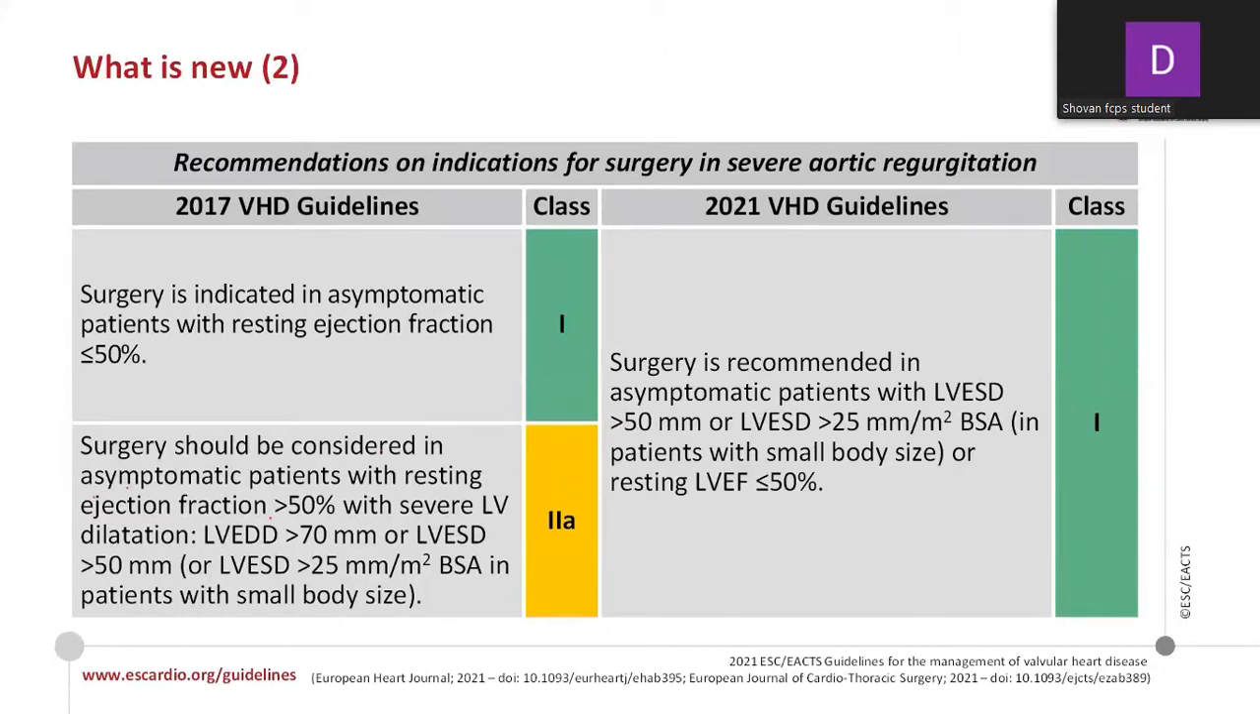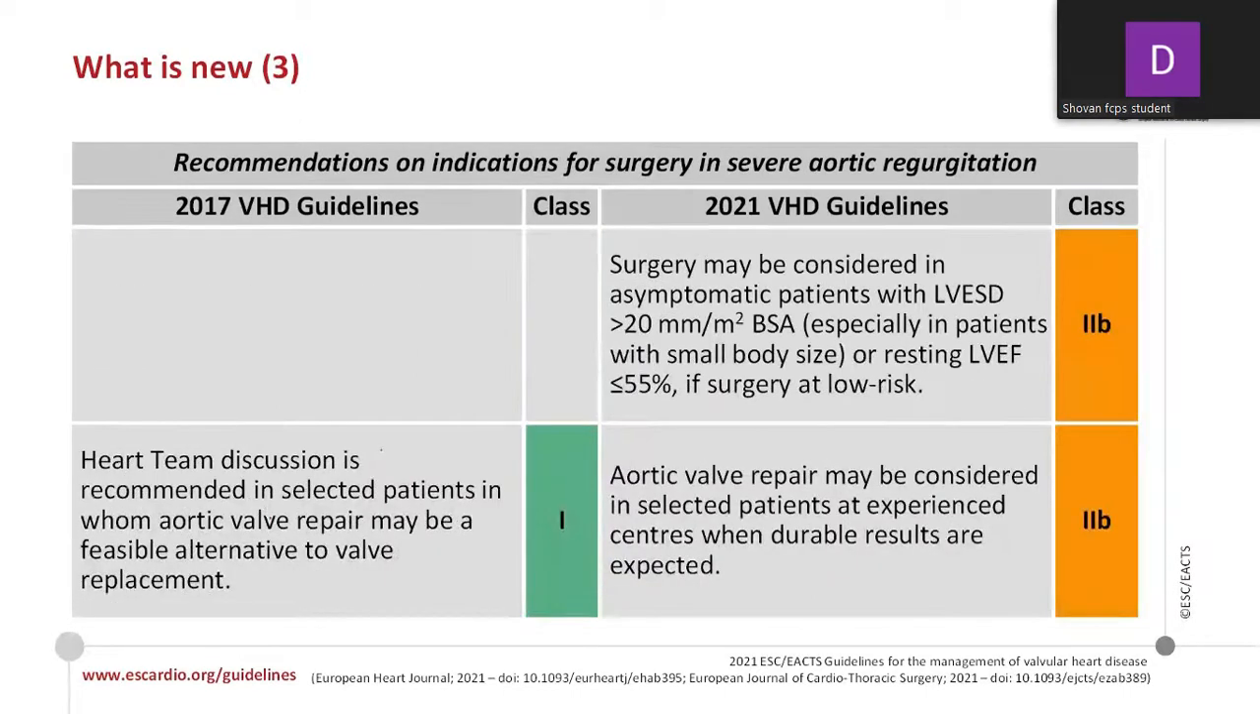But in this new guideline, surgery is recommended in asymptomatic patients with left ventricular end systolic diameter greater than 50 or left ventricular end systolic diameter greater than 25 mm per meter square body surface area, or resting left ventricular ejection fraction of 50%. So they omit the left ventricular end diastolic diameter here. As well, previously that was a class 2, now it is a class 1 indication.